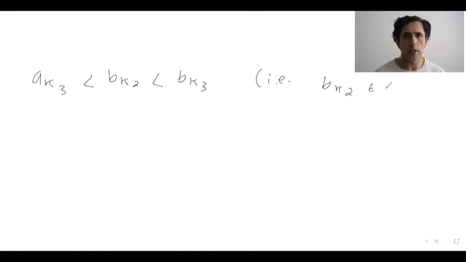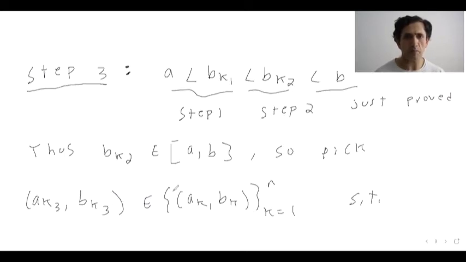Okay, so yeah, again, in other words, BK2 is in AK3, BK3. That's exactly how we're picking AK3, BK3. We're picking it so that BK2 is in it.